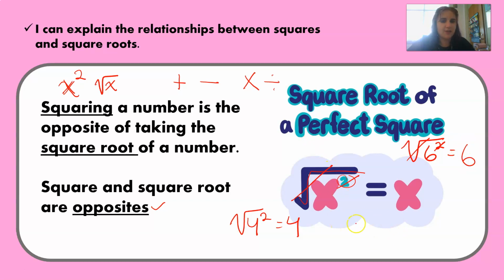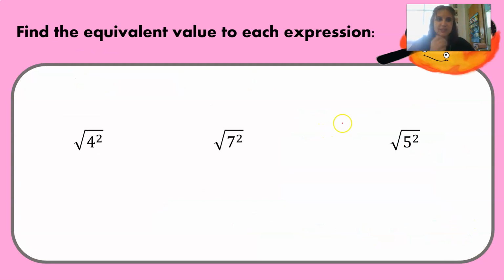You can also think of it like this: the square root of 6 squared, right? Well, 6 squared is 36. So that would simplify to the square root of 36, and the square root of 36 is 6. So let's just see some examples. Oh, you can't see my little guy in the corner.